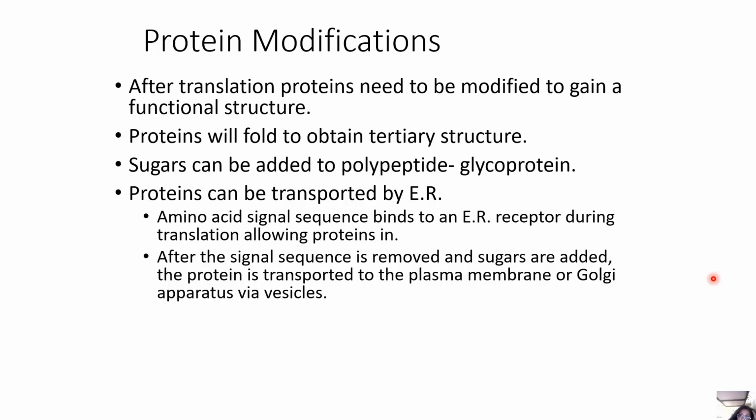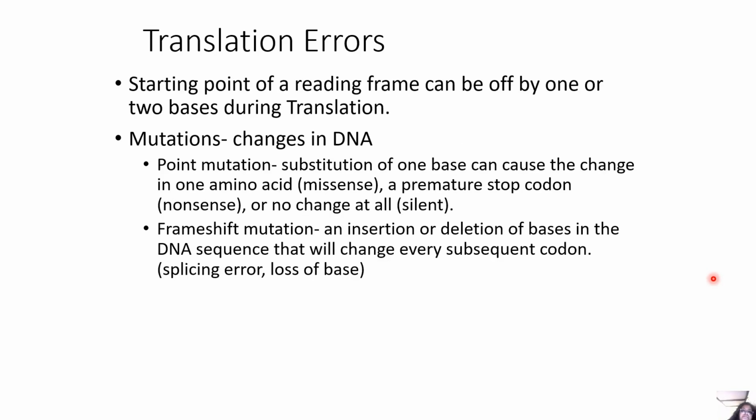After translation, proteins need to be modified to gain a functional structure, where proteins will fold into a tertiary structure, and sugars can be added to the polypeptide to make a glycoprotein. Proteins can be transported by a signal that binds to a receptor during translation.